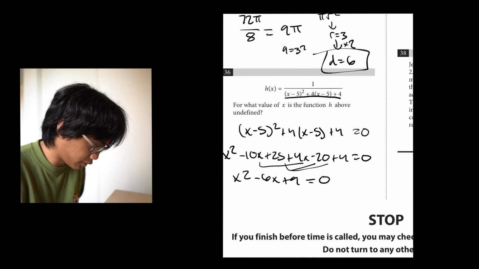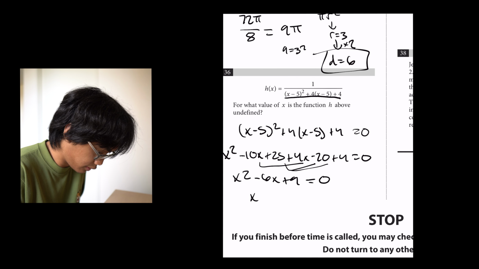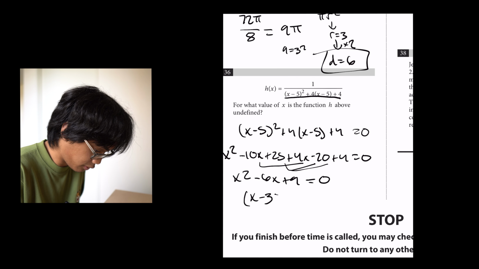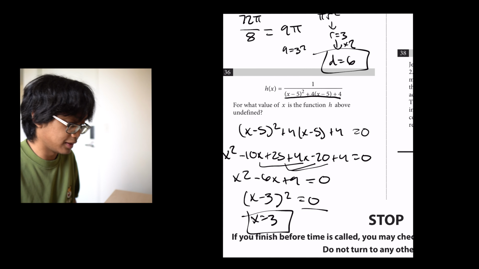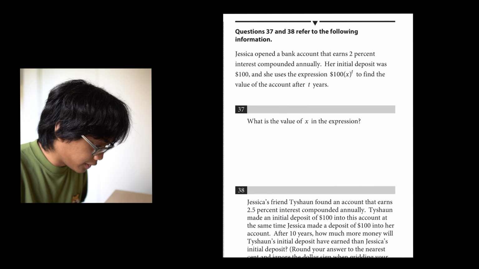And then if we factor this, we'll get (x minus 3) squared equals 0. So that tells us when x is equal to 3, we'll get this to be 0. So that means it's undefined for where x is equal to 3. 37 and 38. 2% interest.